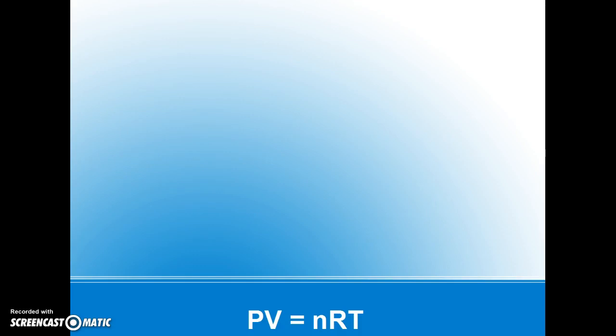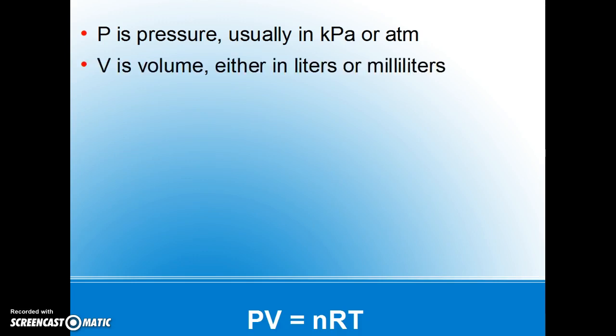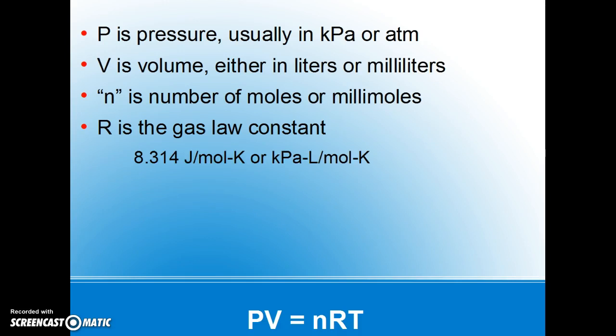I won't bother you with the song. P is pressure. It's measured in kilopascals or atmospheres, sometimes in torr or millimeters of mercury. V is the volume, and we measure it either in liters or milliliters. n is the number of moles, which goes along with liters, or millimoles, which goes along with milliliters. R is the gas law constant.